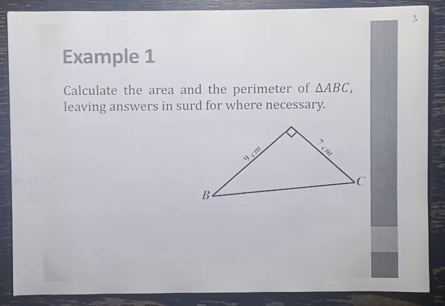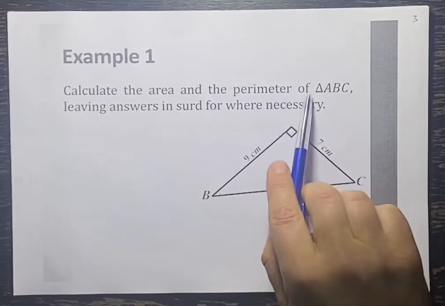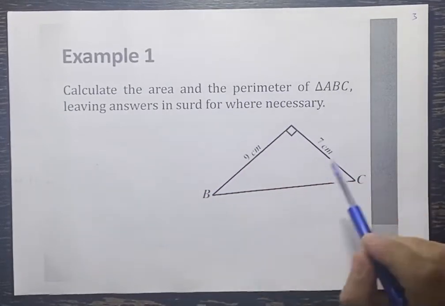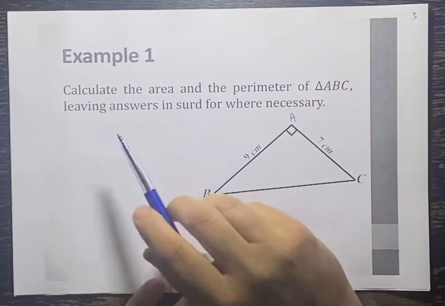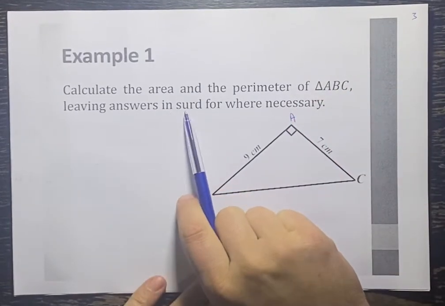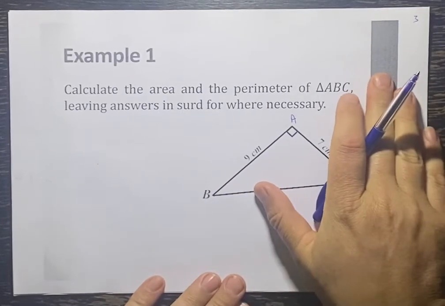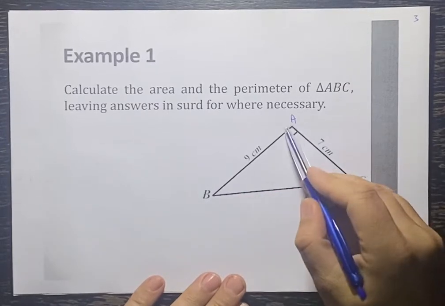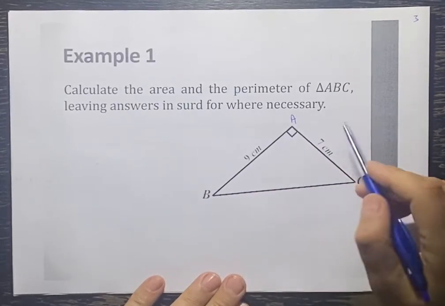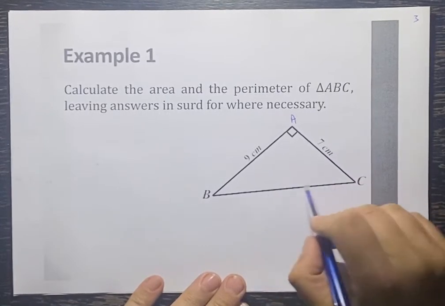Right, so if we look at example 1: calculate the area and the perimeter of triangle ABC, leaving answers in surd form where necessary. This is supposed to be A here. First of all, let's see if we have all of the information. We have the length of this side, which is 9. We have the length of this side, which is 7. But we're missing this side over here.